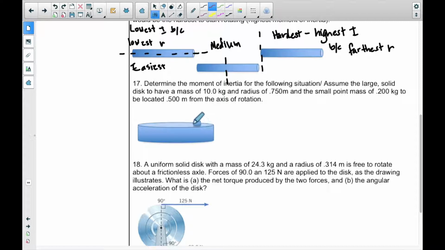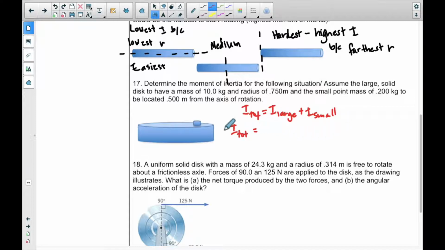And so what's happening is, if you spin this around, this point mass is essentially going to be forming a hoop. It's on top of the disk, but it's like the disk has one moment of inertia, and then this little hoop thing has another one. And so we want to know what our total moment of inertia is. We're going to need to set up and find out what that is, and it's going to be the sum of the large one plus the small one.